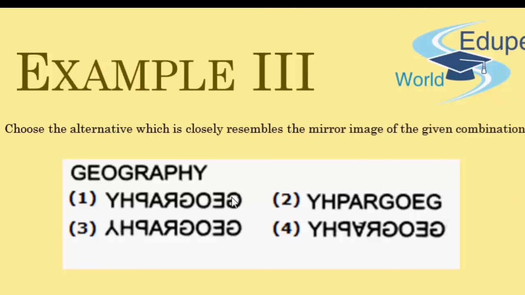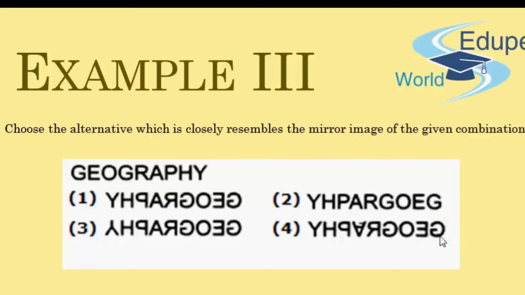The second condition, are all of them upright? Now I can see firsthand that in option 3, Y is inverted. So just by looking at Y, I can eliminate option 3. Now in option 1, I see that all the letters are upright. G, E, O, G, R, A, P, H and Y. Nothing has been put upside down. So I will keep option 1. In option 2, also all the letters are upright. So I can keep option 2 as well.